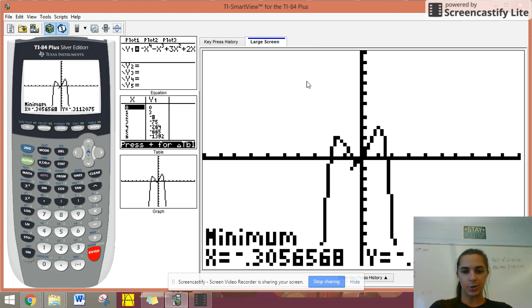All right, so that's it. So make sure you can find your max and min values on the calculator, and remember the difference between our absolute and relative. All right.